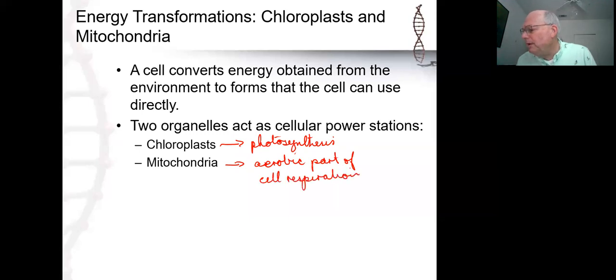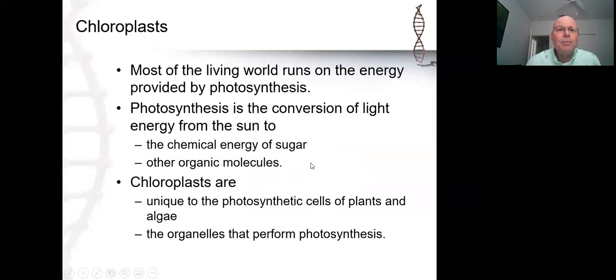And remember again, while it is true that only plant cells have chloroplasts, it is not true that only animal cells have mitochondria. All eukaryotic cells have mitochondria, which means that all eukaryotic cells are potentially capable of aerobic cellular respiration. Whether they do it or not, that's going to be the subject of an upcoming chapter when we talk about cell respiration. So we'll save that for another day. So chloroplasts carry out photosynthesis.